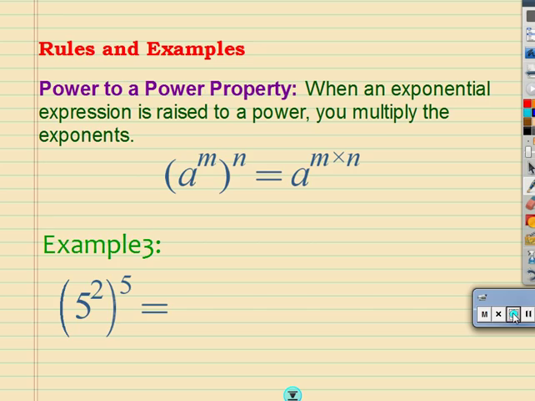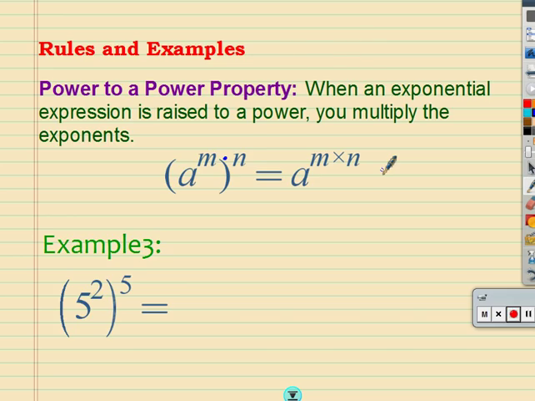Here is our next property, power to a power property. When an exponential expression is raised to another power, you multiply the exponents. So we have a to the m power, with parentheses, raised to another power. In this case, we would multiply the exponents, so you would write a to the m times n power.